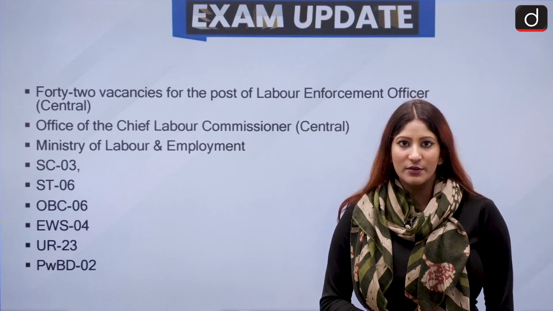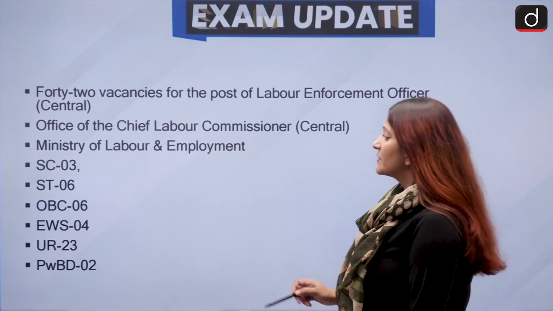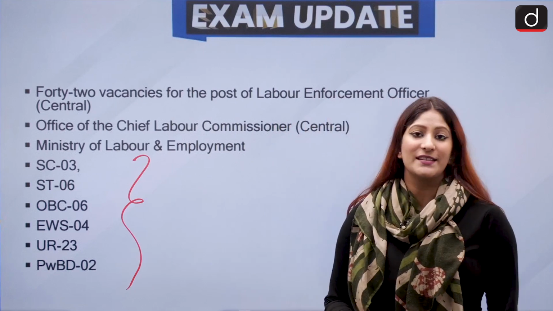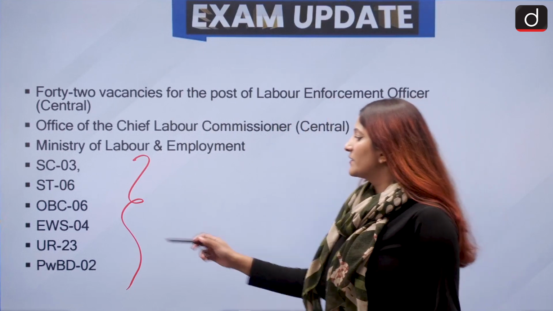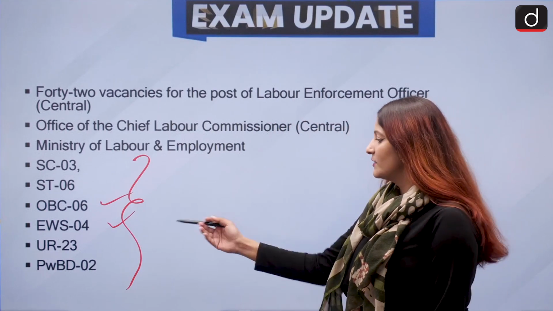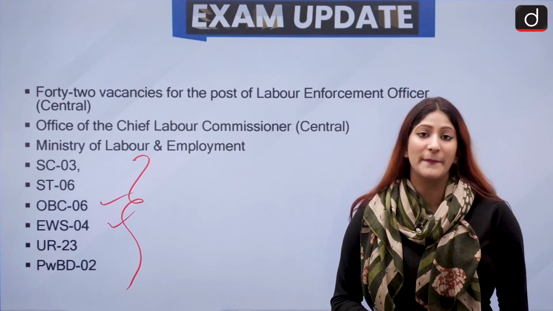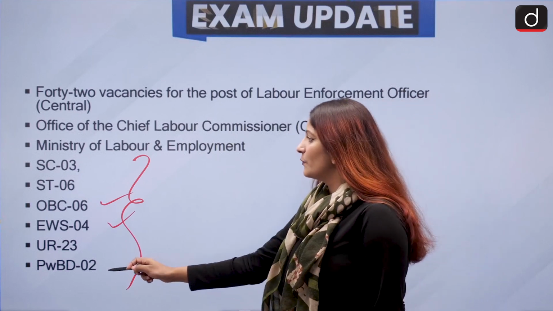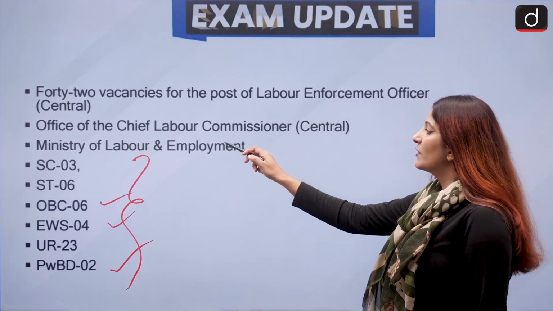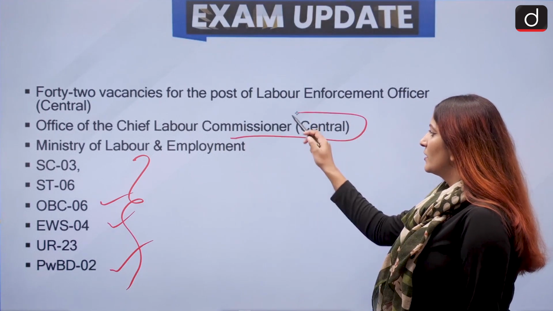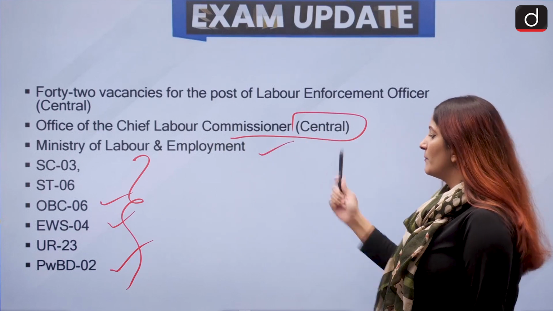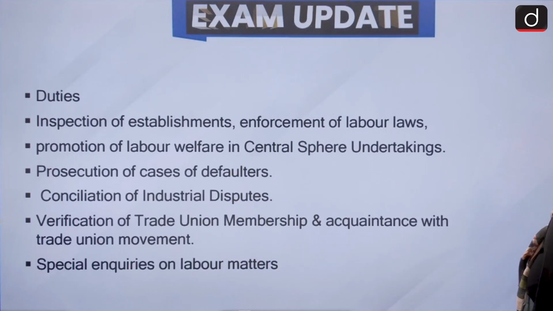Apart from that, we can also see that there is a breakdown of services for the post because it's just 42 posts. So for SCs, it is 3, for STs, it is 6, for EWS 4, OBCs 6, and unreserved, that is 23, and for persons with benchmark disabilities, it is 2. Now, this post will be of Labour Enforcement Officer under the Office of Chief Labour Commissioner, and that is central in nature. Apart from that, Ministry of Labour and Employment is the ministry that is concerned with this post.